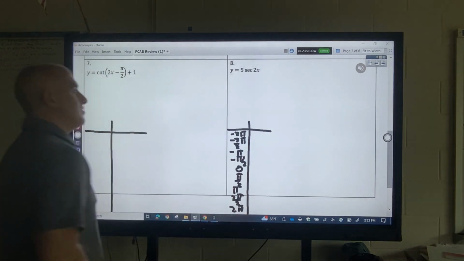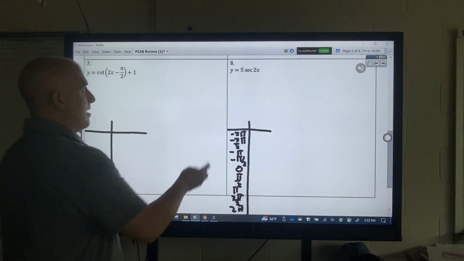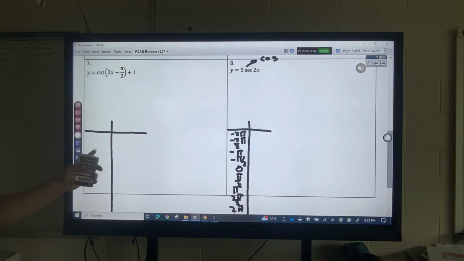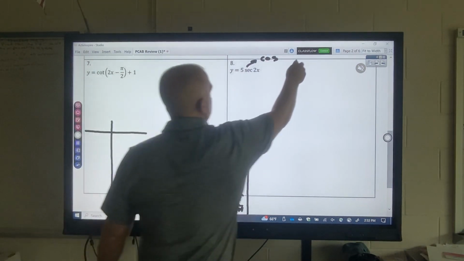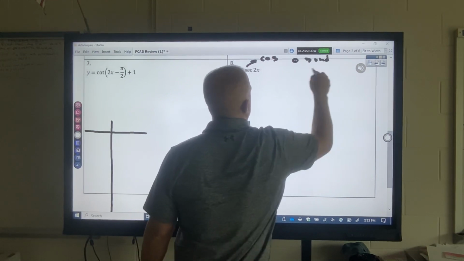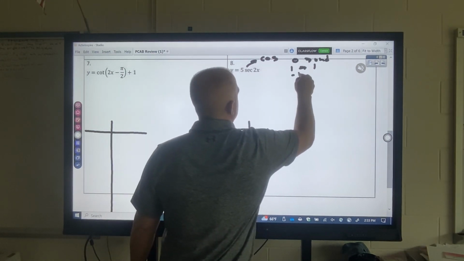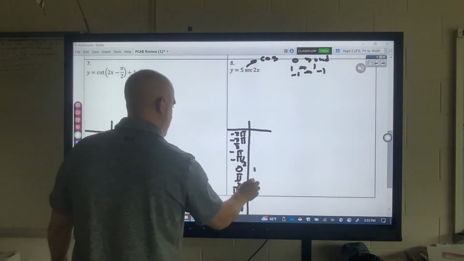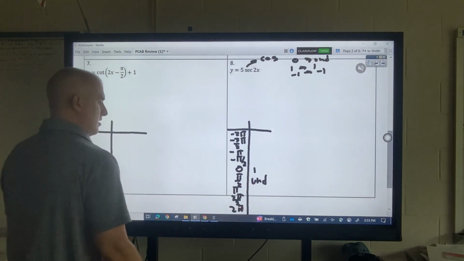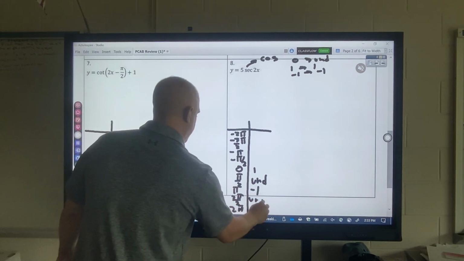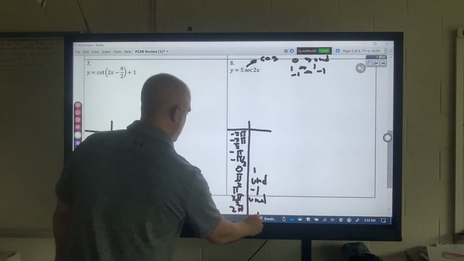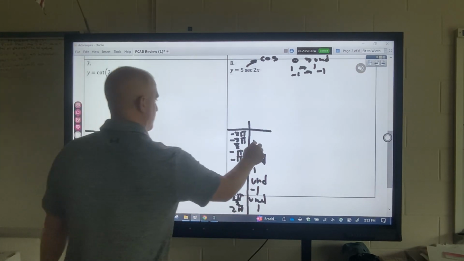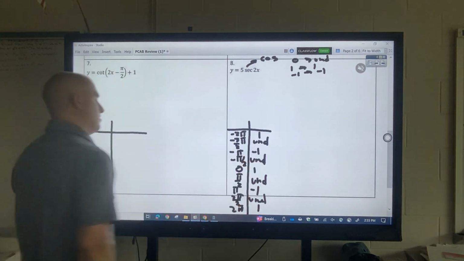Okay, when I do secant, the only thing that I would relate this to is cosine. Now instead of 0, you put undefined, and obviously 1 is still 1, negative 1 is still negative 1. So this would be 1, this would be undefined instead of 0, this would be negative 1, this would be undefined instead of 0, this would be 1, undefined, negative 1, undefined, and 1.